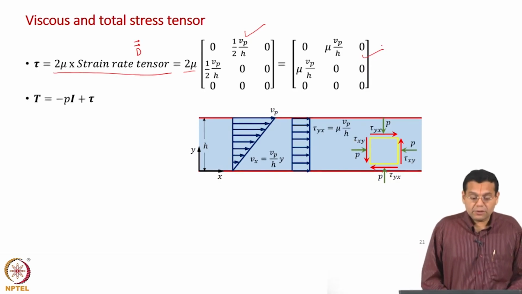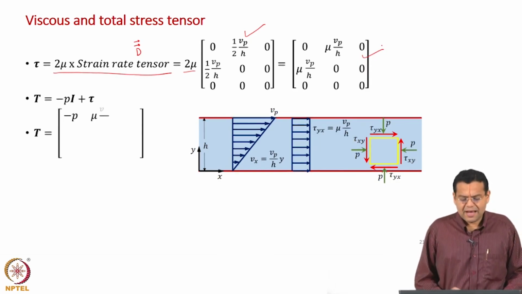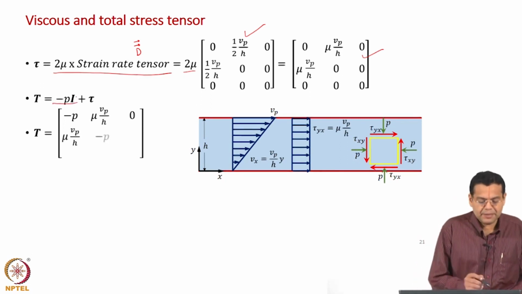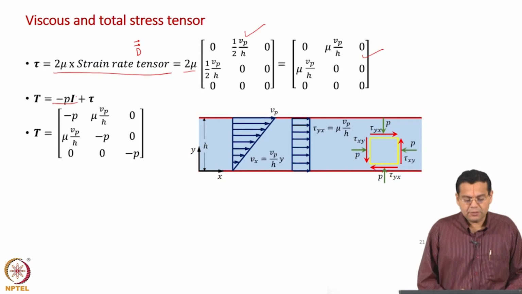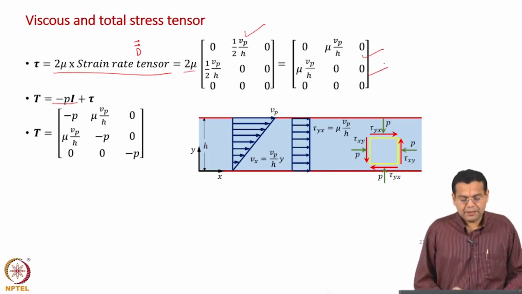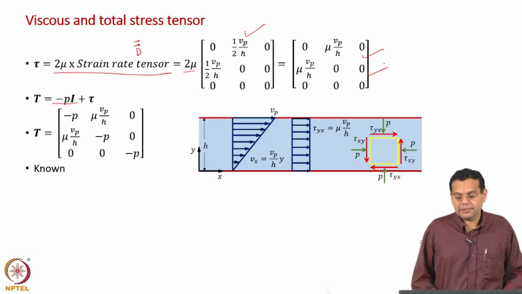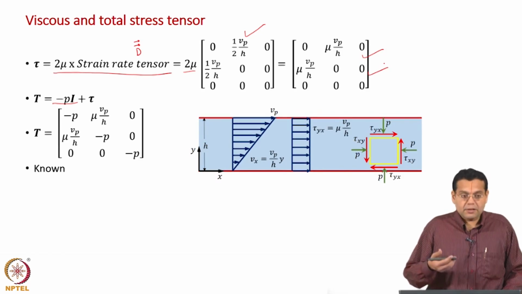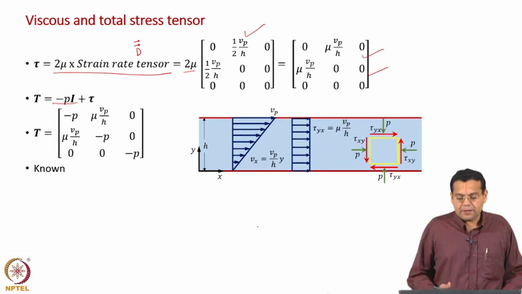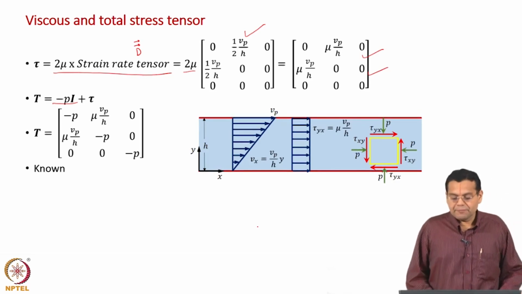We can also evaluate the total stress tensor. As we have seen, just add minus p to all the diagonal elements, because it is minus p into the identity tensor plus tau. So, to this tensor add minus p to all the diagonal elements. What is the big difference now? Earlier we introduced them as variables. Now, we are able to evaluate them. Not alone variables, they were unknown. When we first discussed viscous stress and total stress, they were unknown. Now, they become known. Not alone known, we are able to evaluate them in terms of the velocity profile, because you know the velocity profile, you are able to evaluate the viscous stress tensor in terms of the variables which describe this particular flow.